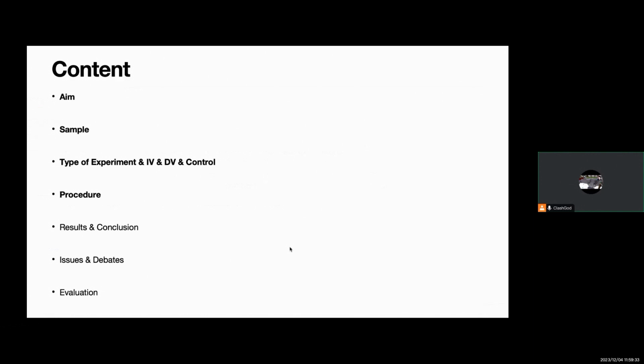This is what we will cover for the whole of the Bandura study. But for part one, we're just going to cover the first four. We're going to talk about the aim of the Bandura study, which is what it studies, what it is aimed for, what the purpose of it is, and so on. Next, we'll talk about the sample. You should all know what a sample is, which is the people who participated in this study. Then we're going to talk about the type of experiment. What type of experiment is this? What's the IV, the DV, and the control variables? And finally, we're going to talk about the procedure, how the study is done.